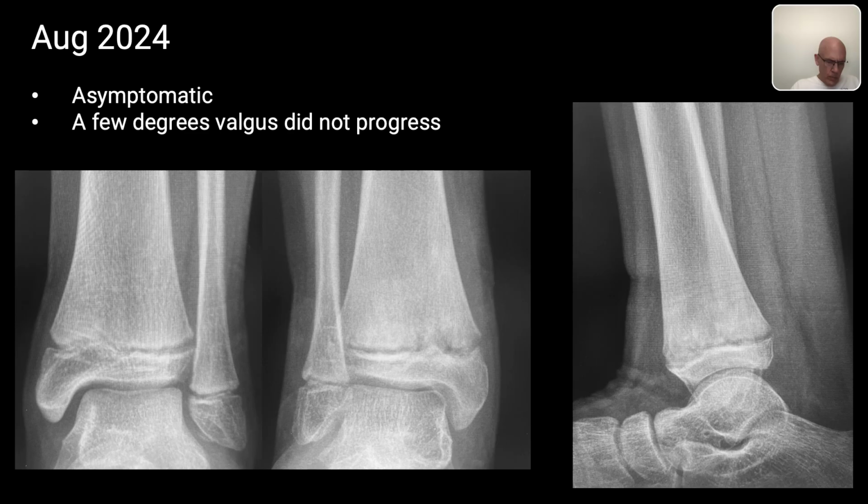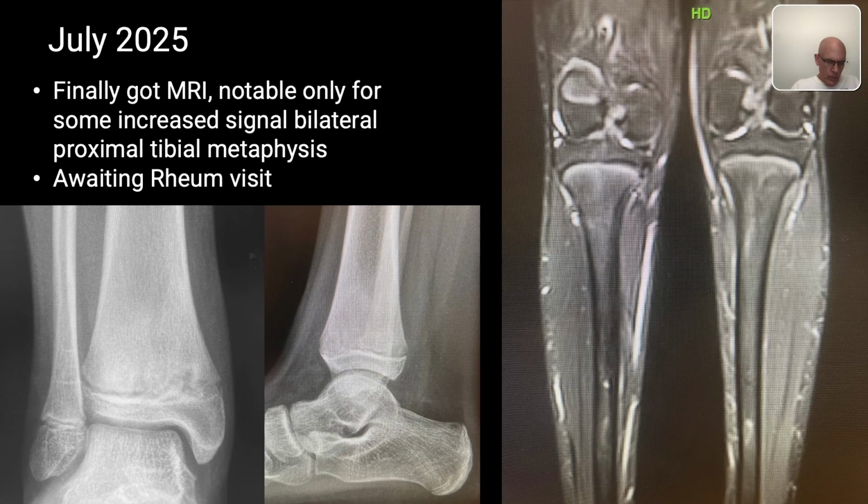Next slide, please. And so here we are finally at 25 months following the initial presentation to an outside institution, or I apologize, 30 months following the initial presentation, 25 months after we saw the patient, couple of degrees of valgus, finally got the MRI, was pretty unimpressive with the exception of some proximal tibial increased signals. At this point, clinically doing well, but awaiting following up with rheumatology.